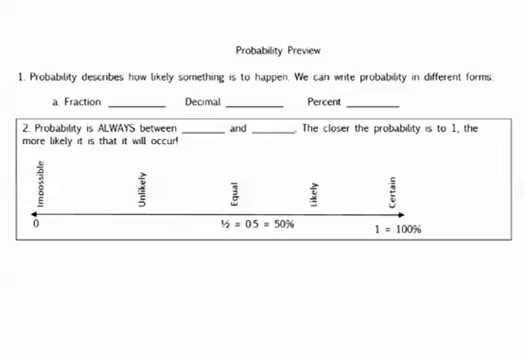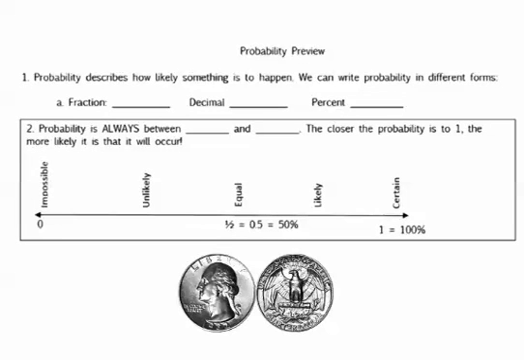Alright, so number 1, probability describes how likely something is to happen. We can write probability in different forms. So thinking about that coin again. You see we have the quarter at the bottom, and it has a head and it has a tail. So if I were to say what's the probability of landing on a heads, well, if we wanted to write it as a fraction, we would say how many heads are there on a quarter or a coin, 1, over how many total outcomes. There could be a head or a tail, so there are 2 outcomes. So we would write that as a half.